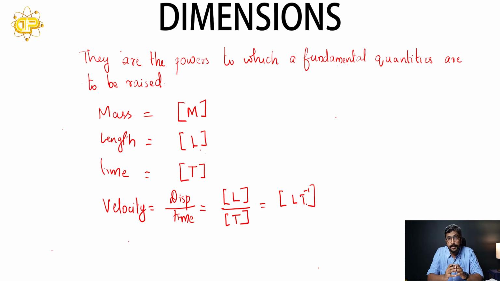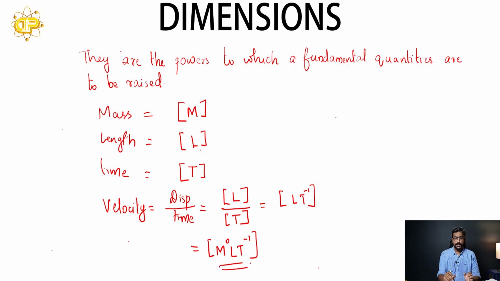But in the dimension method, we are representing any physical quantity in terms of M, L and T. But here there is no M, but still we can write this in this form also: M raised to 0, L T raised to minus 1.